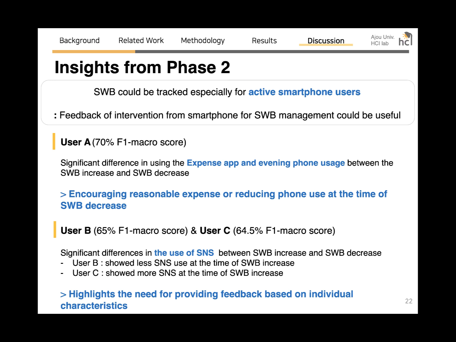Another example is the use of SNS applications. Both user B and user C showed significant differences in the use of SNS between subjective well-being increase and decrease. However, the patterns were different. User B showed less SNS use, while user C showed more SNS use at the time of subjective well-being increase. This result again highlights the need for providing feedback based on individual characteristics.